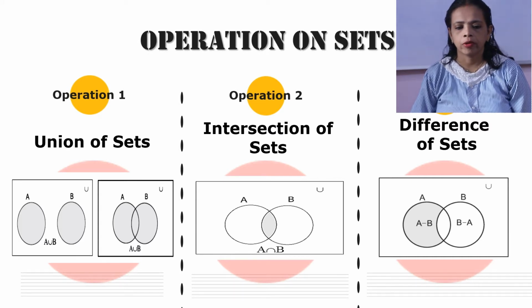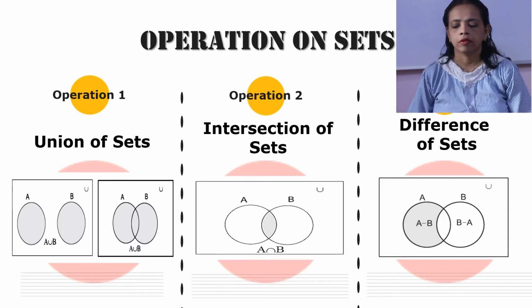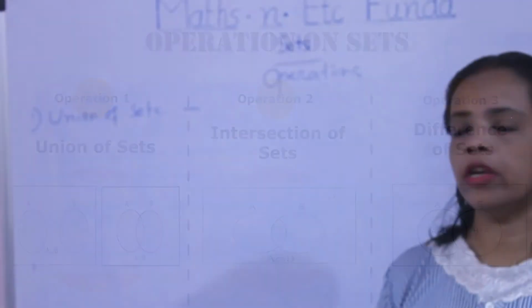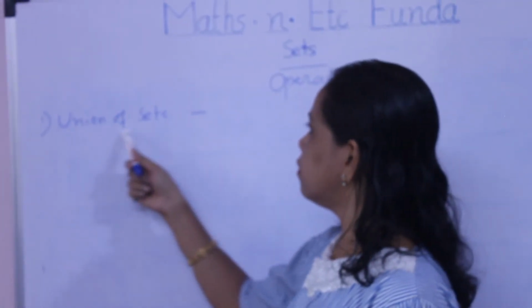There are 3 types of operations. Number 1, union of sets. Number 2, intersection of sets. And number 3, difference of sets. Now let me explain these one by one. Union of sets. First operation is union of sets.